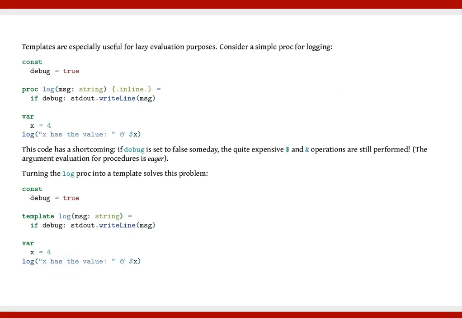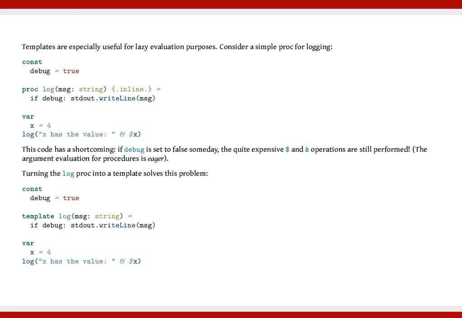Templates are especially useful for lazy evaluation purposes. Consider a simple proc for logging. Const debug = true. Proc log(msg: string) {.inline.} = if debug: stdout.writeLine(msg). Var x = 4. log("x has the value: " & $x). This code has a shortcoming. If debug is set to false someday, the quite expensive $ and & operations are still performed. The argument evaluation for procedures is eager.